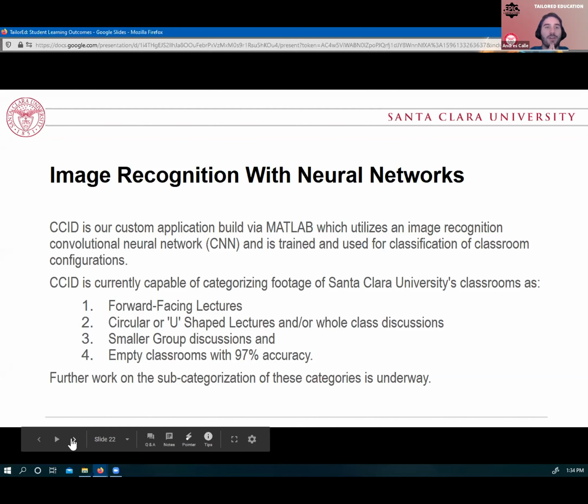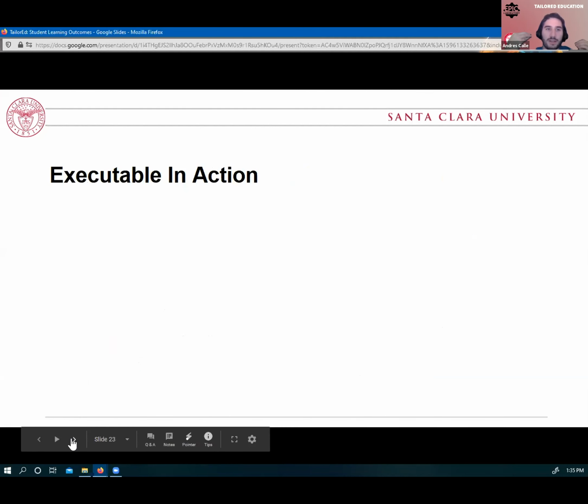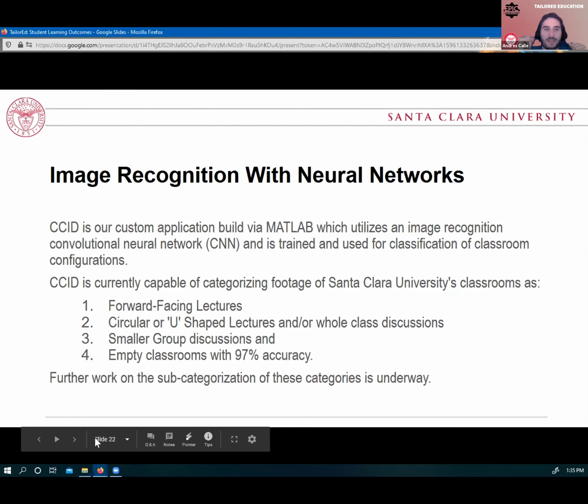Now, this was originally done a few years ago, back when we were still doing the prototyping stage. As a result, the categorizations that we have trained the CCID on, and the categorizations that Julia and her students are now attempting to use, are different. Originally, we were only focusing on forward-facing lectures, circular, what we call the round category, which is that circular shape, small group discussions, and empty classrooms. We did this using a convolutional neural network called AlexNet, which is an older, retrained convolutional neural network that is often used for this transfer learning.